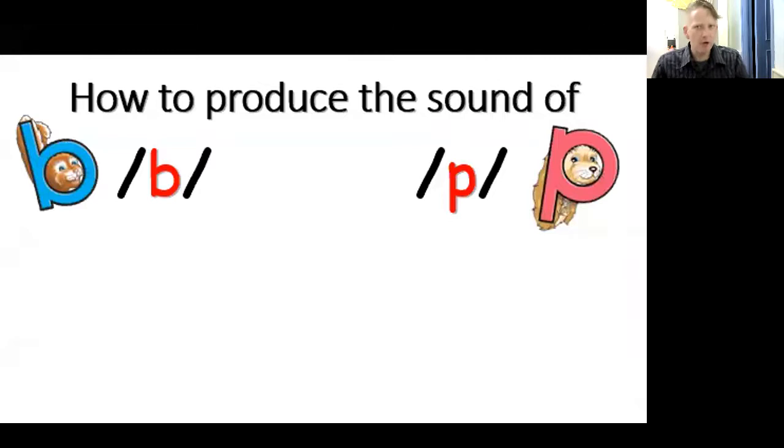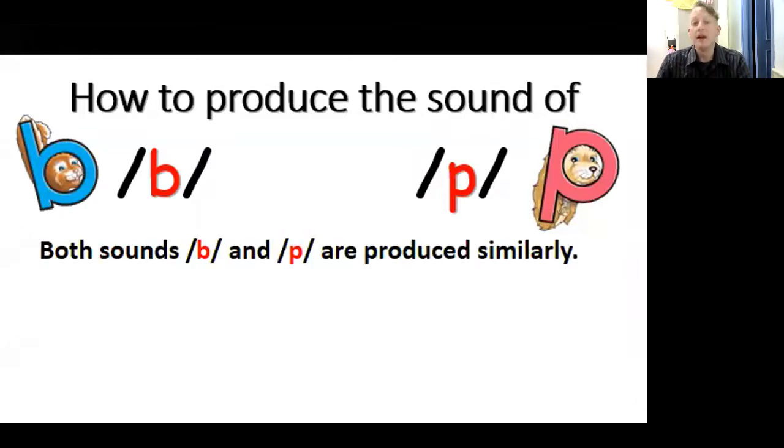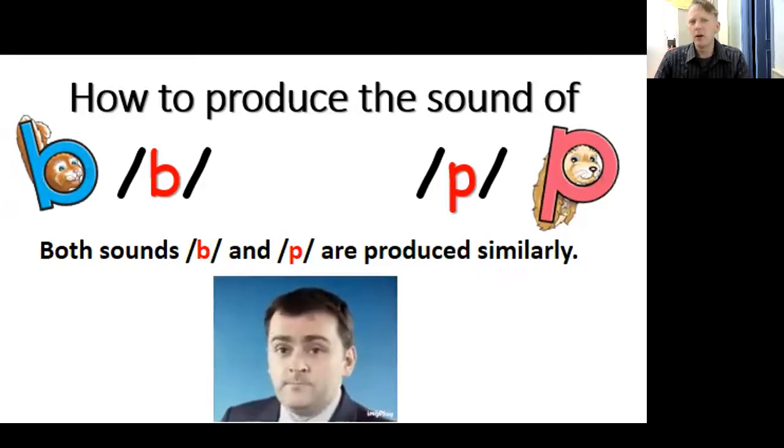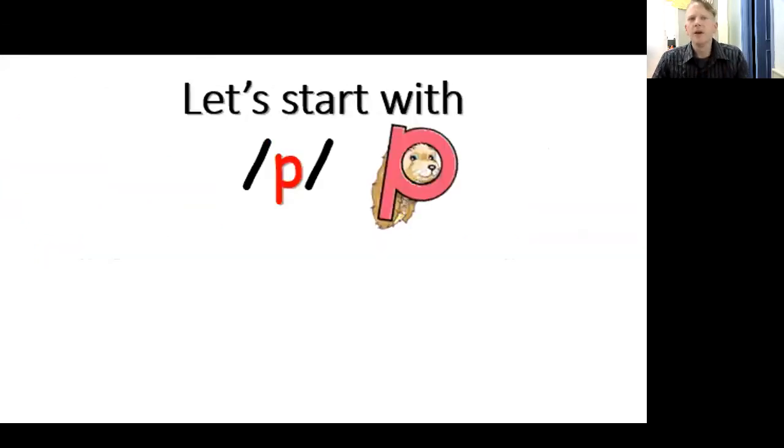But how do we produce the sound of B and P? Now they are produced similarly, right? So they sound similar or almost the same. All right, let's have a look. B and P. We're going to learn this one. So let's start with letter P. And there's Peter Puppy.